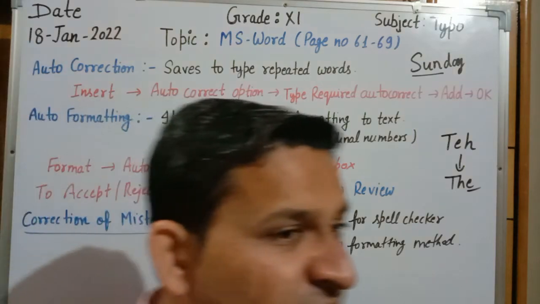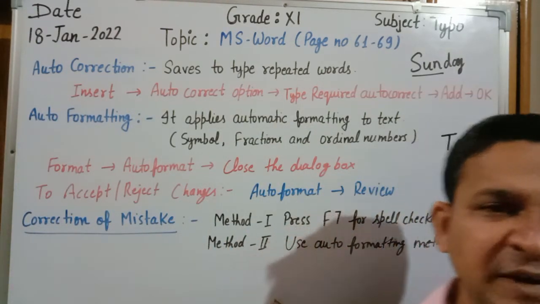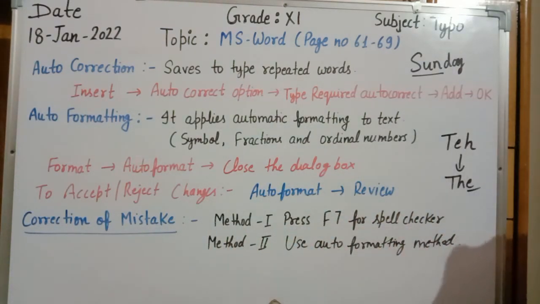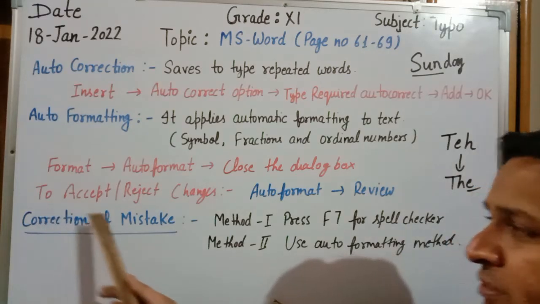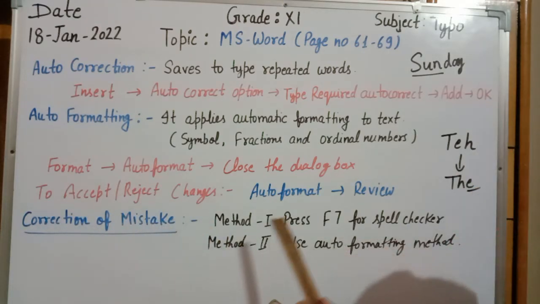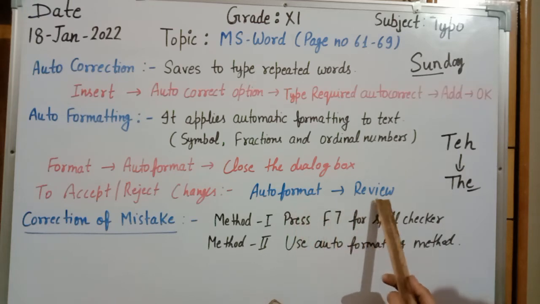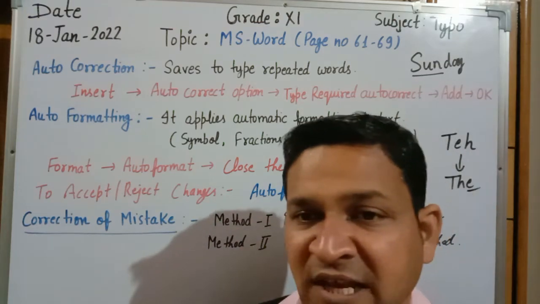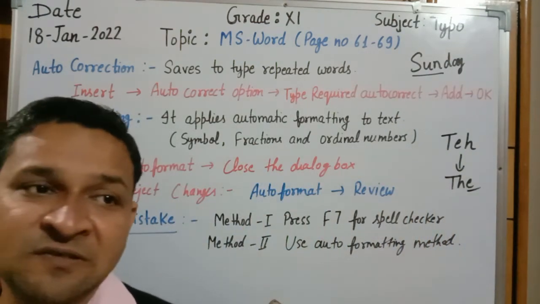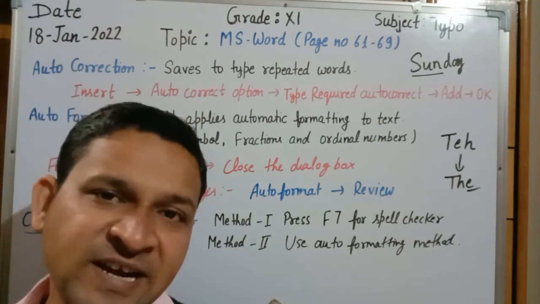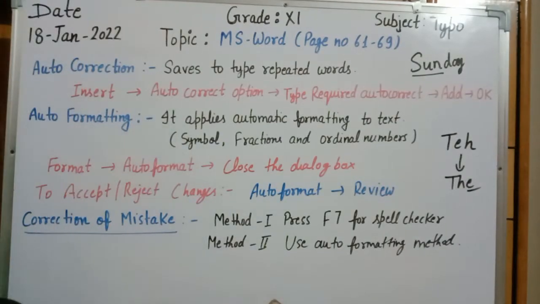Now, if you want to check the formatting, whether you want to accept it or reject it, for that we can select accept or reject changes. For that, you will go to the auto format option, then you will select the review. The review option will show you the changes word by word where it has been changed. If you are accepting the specific change, then accept, otherwise you can reject also. This is the concept related to reviewing the changes in your document.